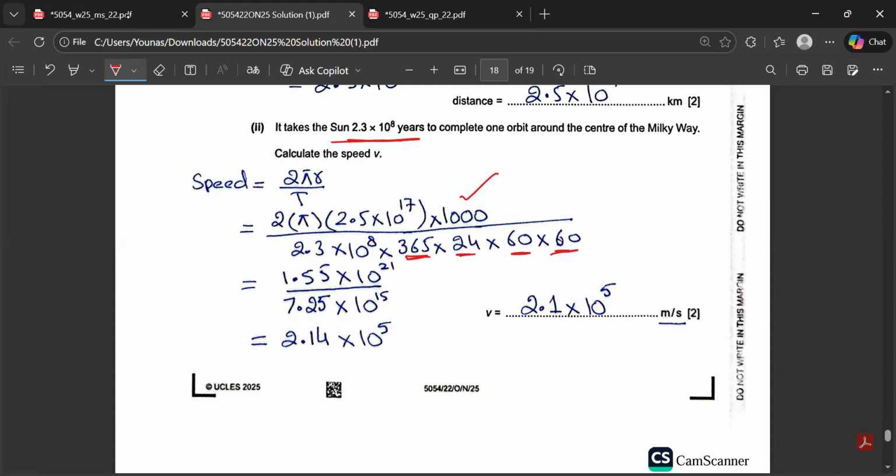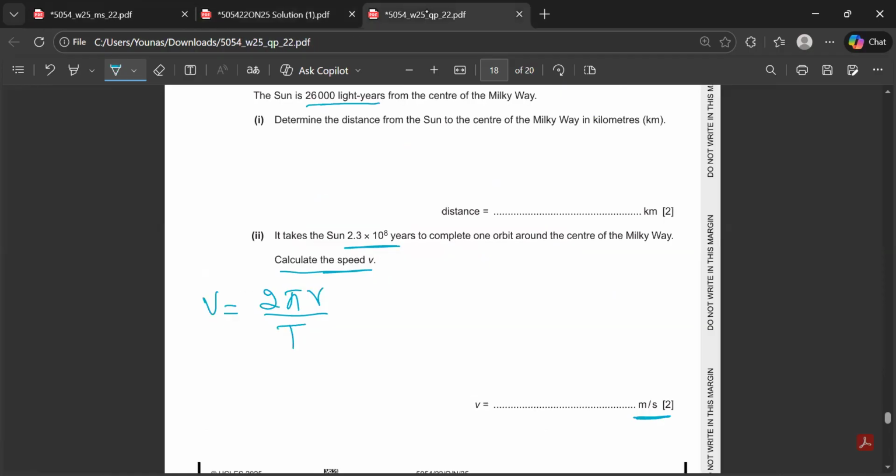Because he asked us to find that speed in meters per second, that's why we converted the radius into meters from kilometers and the time from years into seconds. So I hope you understand this.